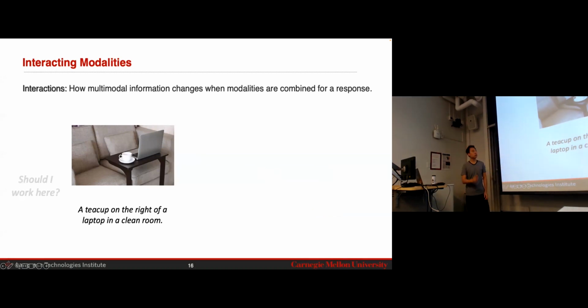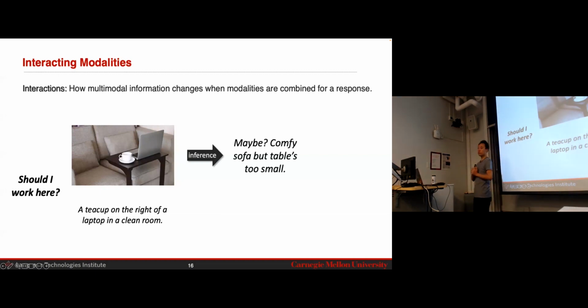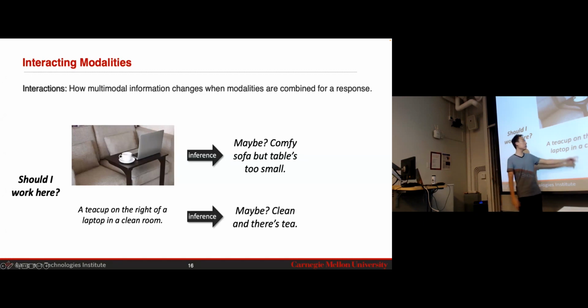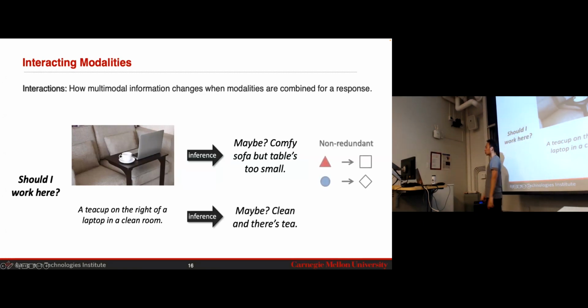And finally, a last example, should I work here? Let's say you're looking for a place to work. You see the image, you might say, okay, it looks comfortable, there's a nice sofa, but the table's a bit too small. You see the caption by itself, you say, maybe, it seems the room is clean and there's tea. So again, it's an example of non-redundant, both modalities giving you different information. There's unique information in each modality that accounts for the different label.